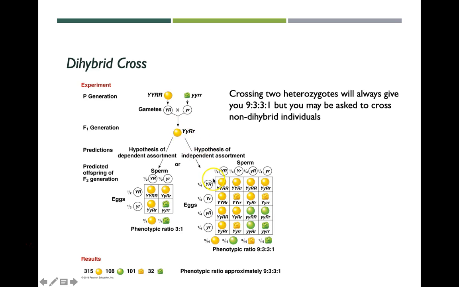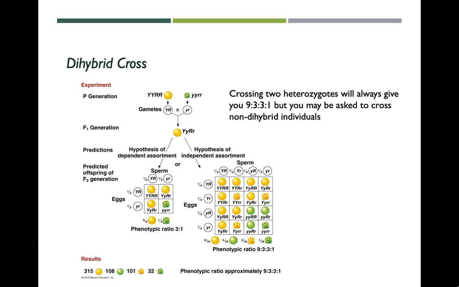If we are looking at independent assortment, that means that there's equal chance of each gamete getting either big Y, little y, with either big R, little r. If it was not independent, if it was dependent assortment, we would only have two options, and I'm going to kind of ignore that one for now. But if we determine all of our gamete combinations from this F1 generation, we see that we can get a lot of different phenotypes. We can actually get 4 different phenotypes from a variety of different genotype combinations.